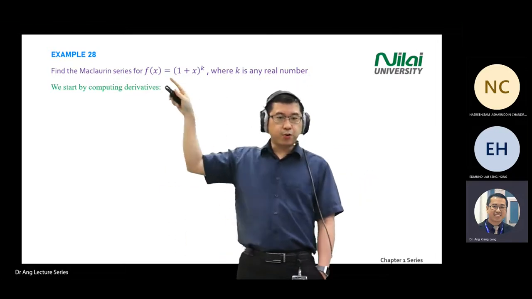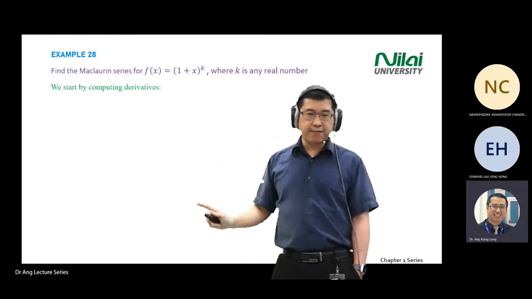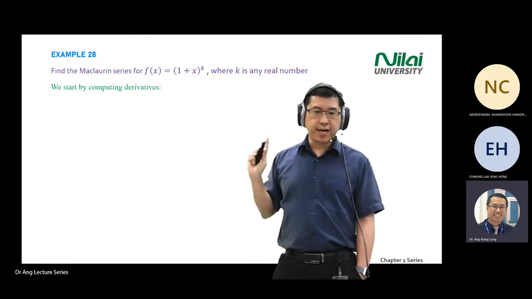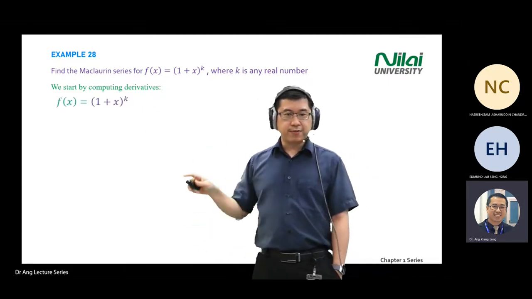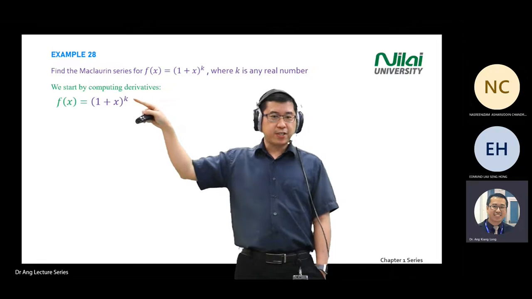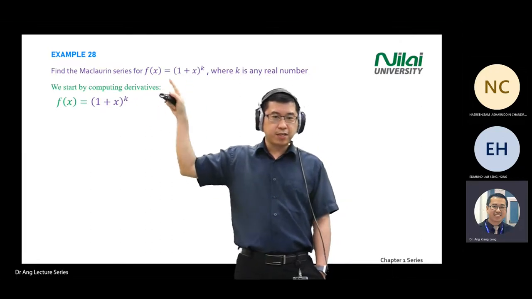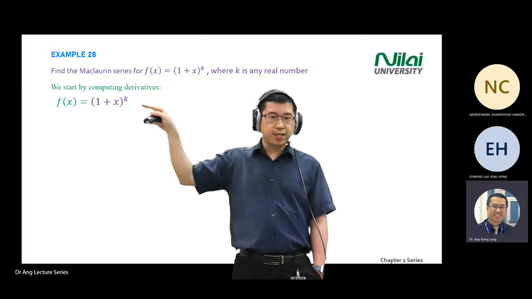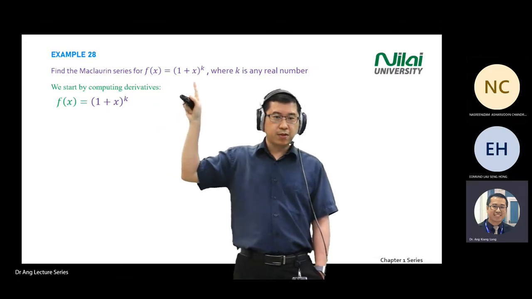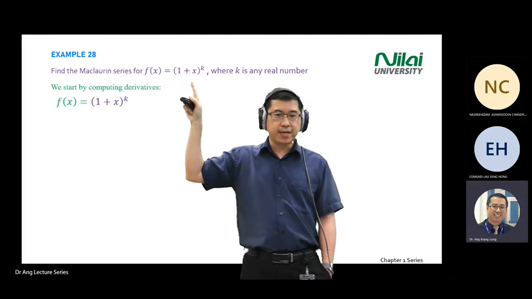For this kind of question, always divide your answer into a left and right column. Start with the first step: write the function, copy the question equation. You write the function equal to the one in your question, (1 plus x) power k.